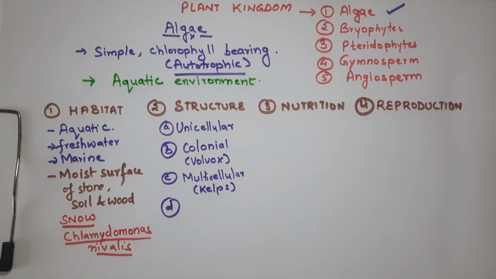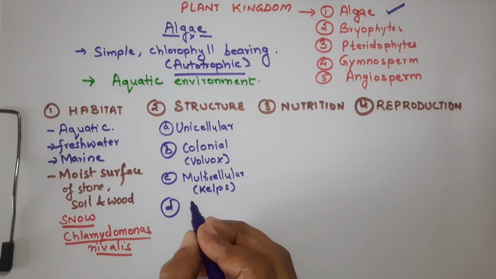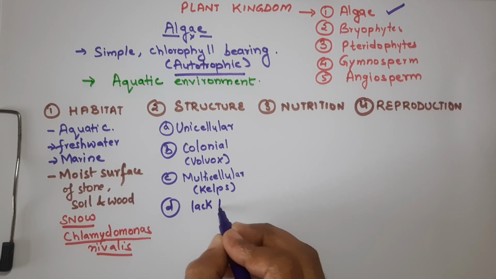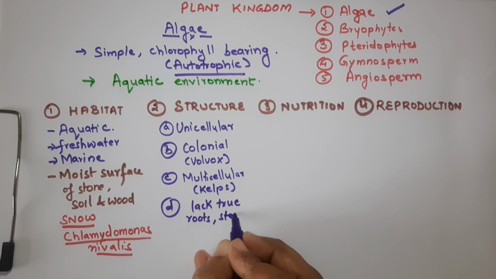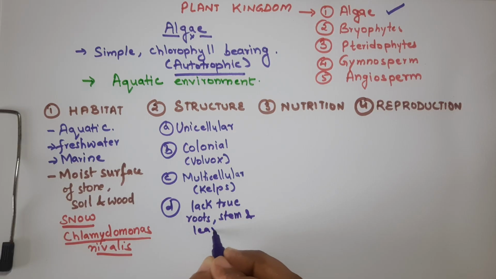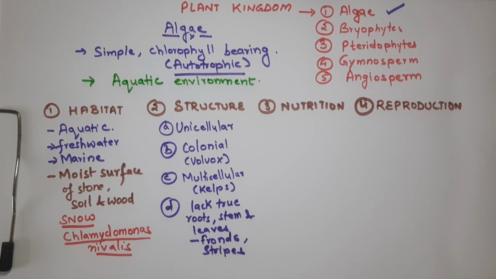Some algae lack true roots, stems and leaves, but some of them have stipes and fronds. So they lack true roots, stem and leaves, however a few of them may possess fronds or stipes. And students, the body of the algae is known as thallus. If somebody asks you what is thallus, the body of the algae is known as thallus.